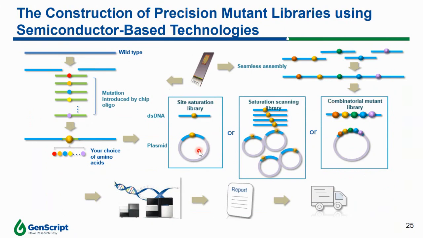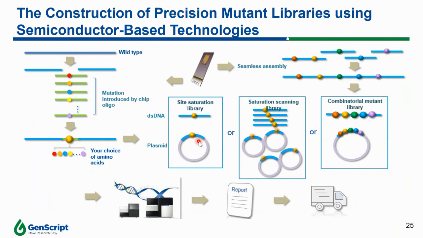The first type is known as the site saturation library, where we can introduce mutations at a specific site. Then there are saturation scanning libraries, where you can have all of the mutations across the regions of interest. Or in the scenario where researchers would like to mutate different sites simultaneously in a combination manner, our combinatorial mutant library can fulfill the demand.